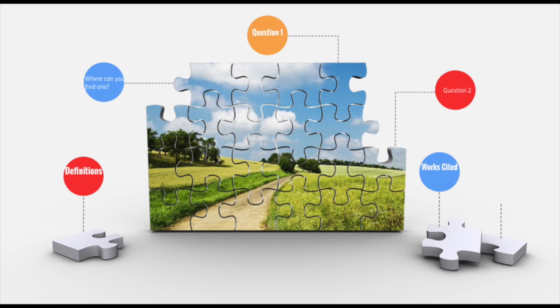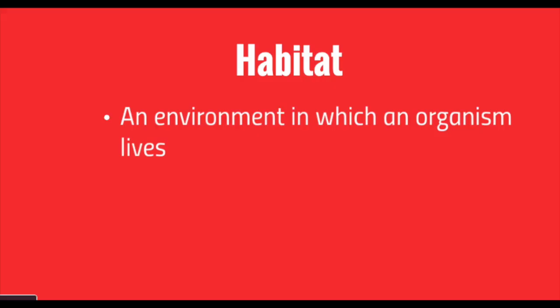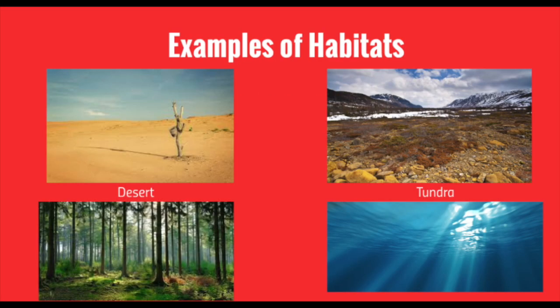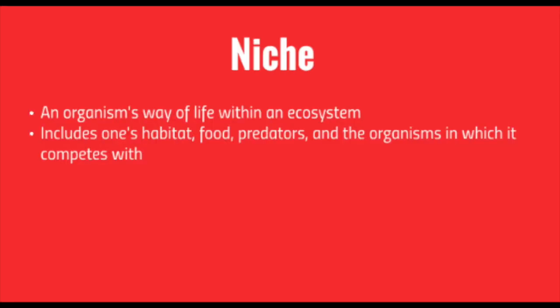In order to understand the difference between a habitat and a niche, one must be able to understand how each piece, such as factors, fit into an organism's puzzle. A habitat is an environment in which an organism lives. Examples of habitats are a desert, tundra, forest, and an ocean. A niche is an organism's way of life within an ecosystem. It includes one's habitat, food, predators, and the organisms with which it competes.